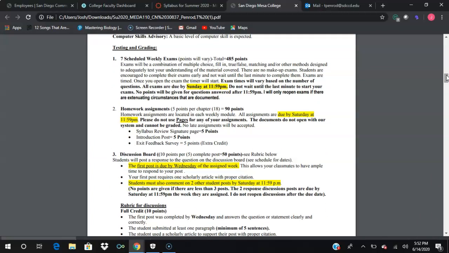All right, so there will be 7 weekly exams. At the end of each week, we will have an exam. There will be 3 to 4 homework assignments that are due on the chapters that we're covering. All of the homework will be due on Saturday night. The tests will be done by Sunday night, okay?